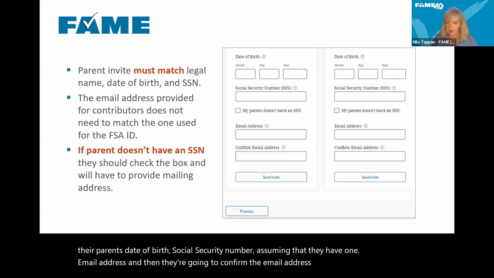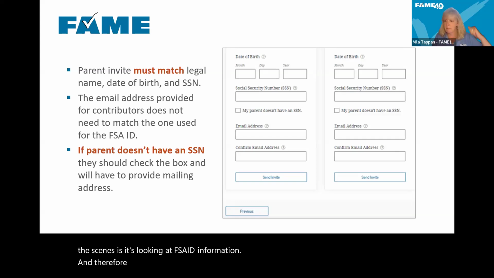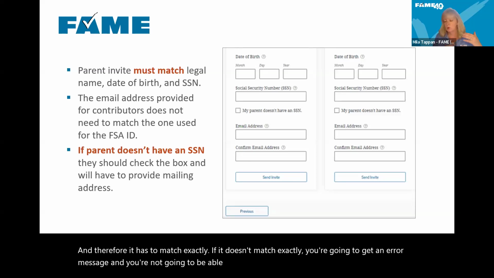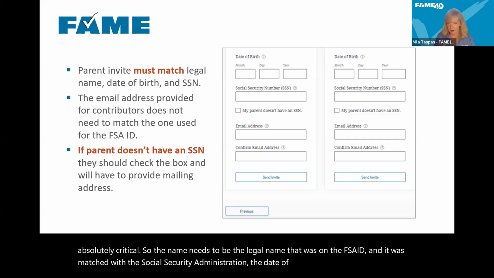What's happening behind the scenes is it's looking at FSA ID information, and therefore it has to match exactly. If it doesn't match exactly, you're going to get an error message and you're not going to be able to continue to finish off the FAFSA. So this is absolutely critical. So the name needs to be the legal name that was on the FSA ID and that was matched with the Social Security Administration. The date of birth needs to be correct, as well as the Social Security number.